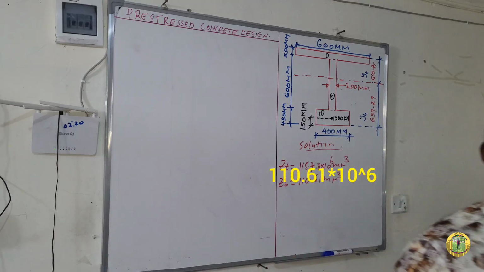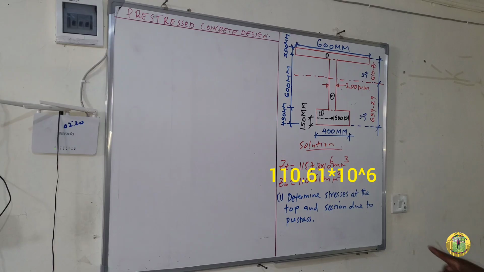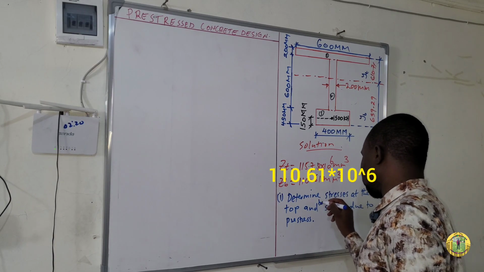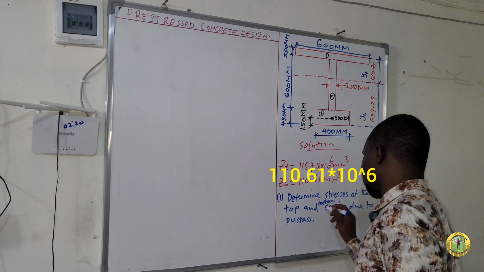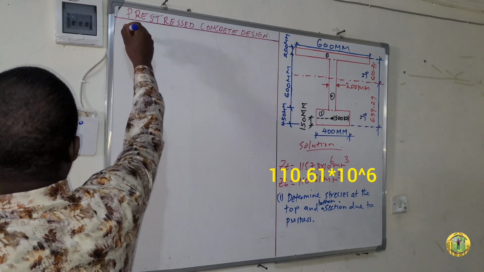So now we proceed to question Roman 1. Question Roman 1 says: determine stresses at the top and bottom section due to pre-stress. So we'll begin by direct stress.